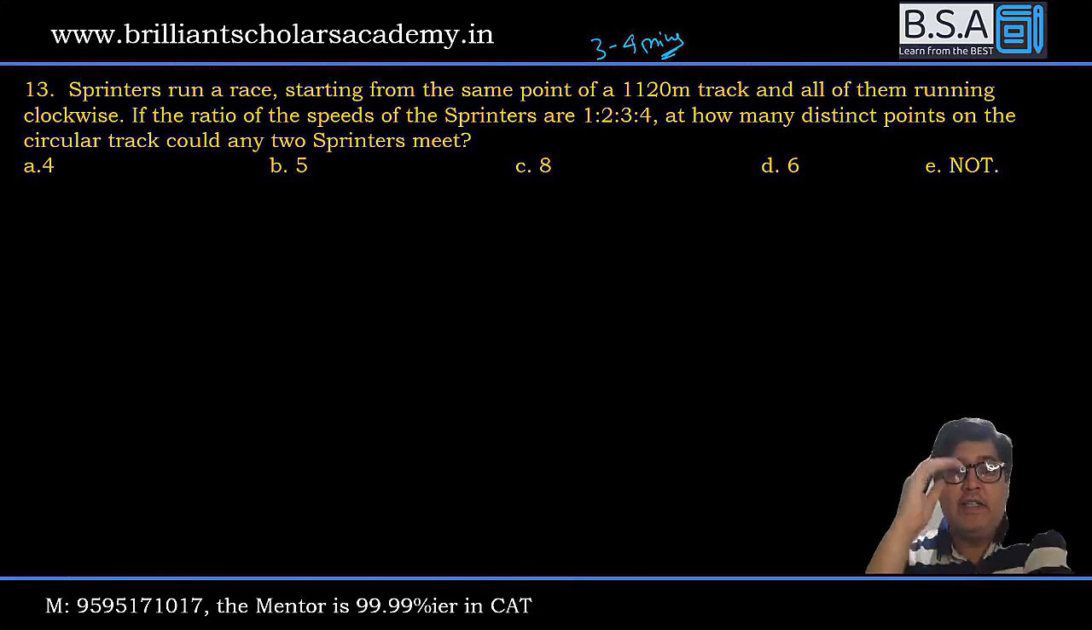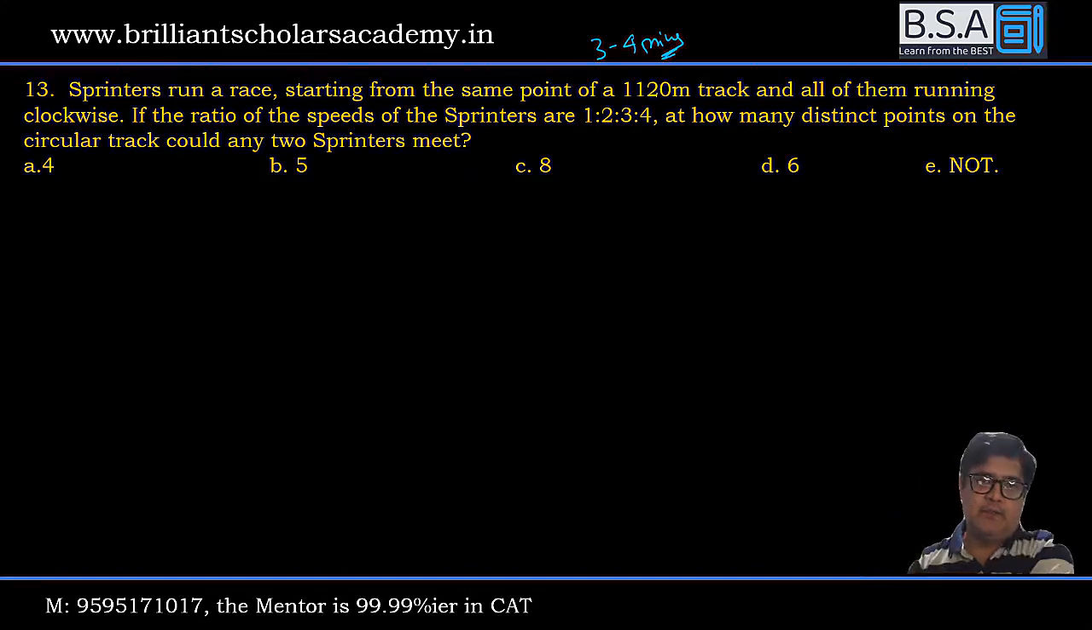Sprinters run a race starting from the same point of a 1120 meter track, and all of them are running clockwise. If the ratio of speeds of the sprinters is 1:2:3:4, how many distinct points on the circular track will or could any two sprinters meet?